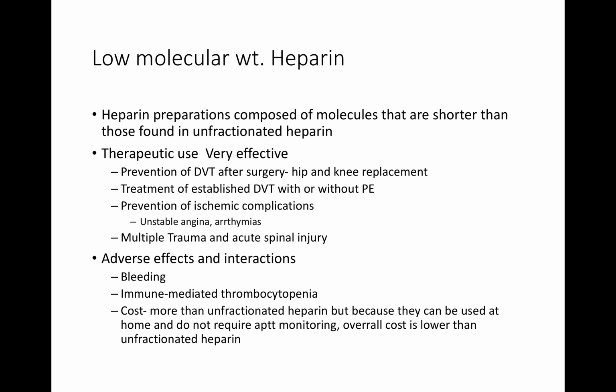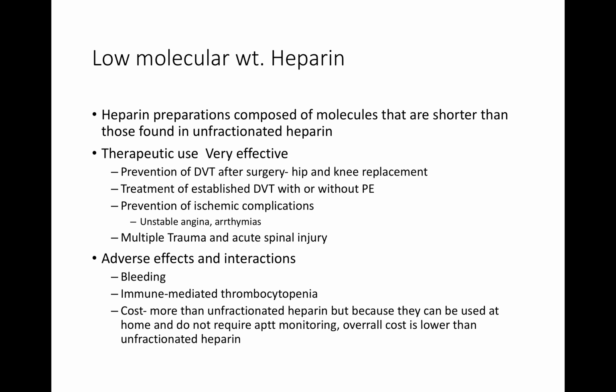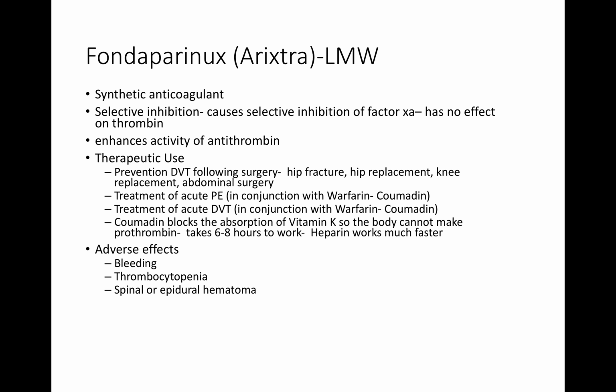Hopefully that makes sense. And then Arixtra is another low molecular weight heparin, a synthetic anticoagulant, very selective inhibition, causes selective inhibition of factor XA, has no effect on thrombin. Actually, this is not heparin, I'm sorry. Yeah, we're done with heparin. Arixtra is just a synthetic anticoagulant. And it, again, has selective inhibition, and that's why they know exactly what it's going to do. It inhibits factor XA, but it has no effect on thrombin. Enhances the activity of antithrombin.